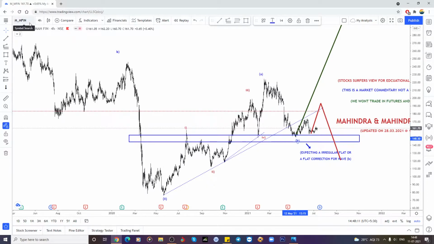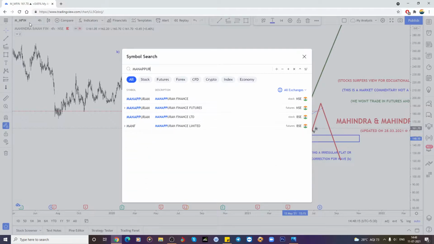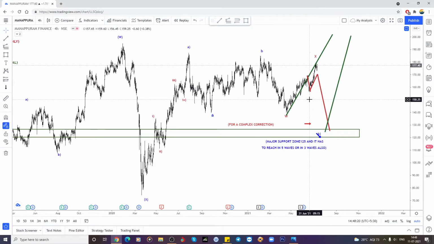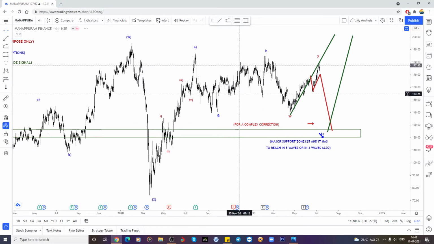So next is Manappuram. Same plan, no change. A, B, C. So whether this is the connecting wave for the continuation downside for a Y wave in the complex correction. So A, B and C is the W, X, or this is the end of the A, this is the end of the B, and beyond the C wave. So I am looking to buy only if it is coming to this zone.